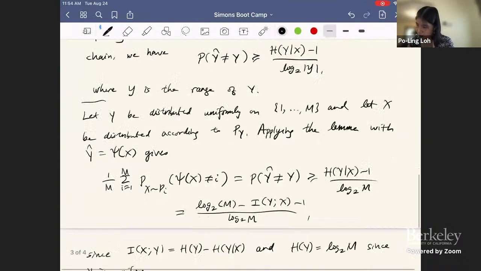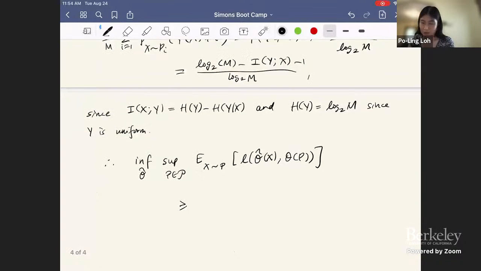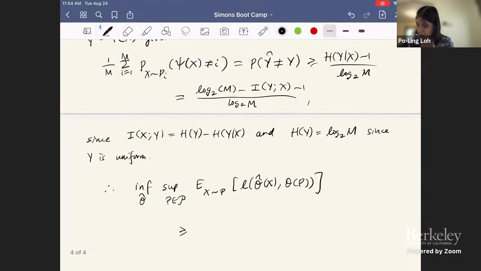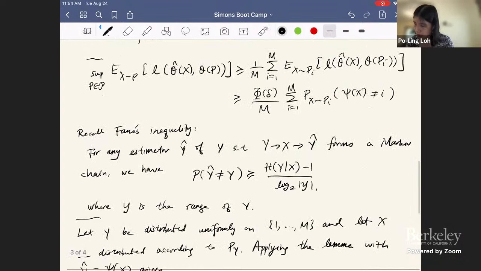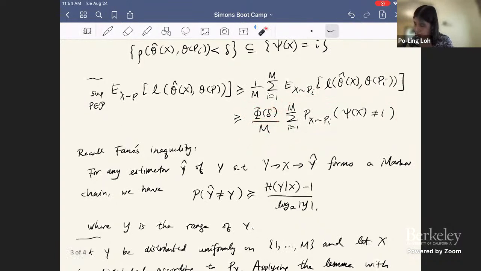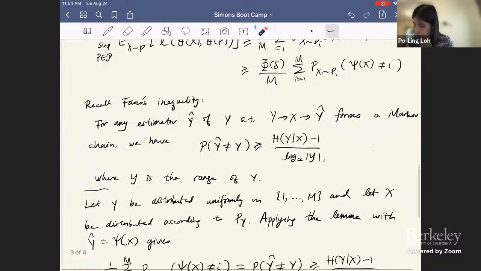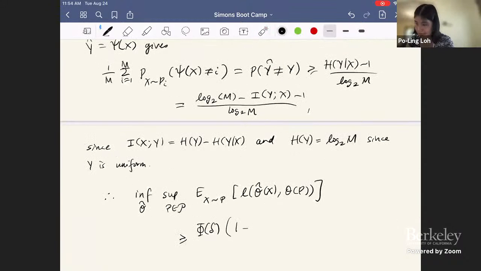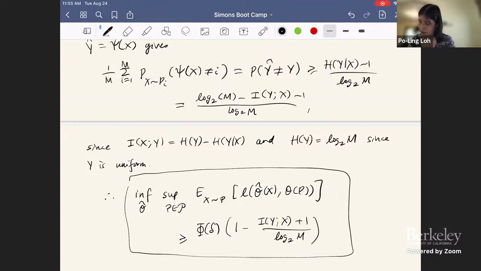Okay, so where were we? Yeah, I guess I was scrolling up to say that there was an extra factor of phi of delta, and then whatever we get from, well, let me just scroll back up. So what we wanted was, we have just lower bounded this stuff. So we have an extra factor of phi of delta, and putting it all together, we have 1 minus I of y, x plus 1 over log base 2 of m. Okay, so this is the lower bound that comes from Fano's inequality.